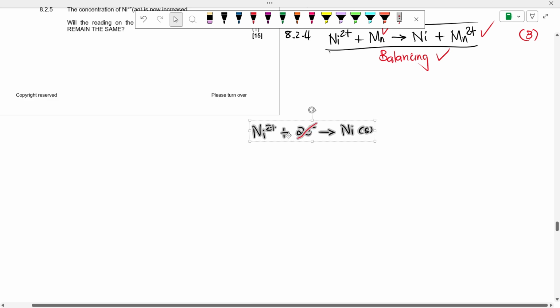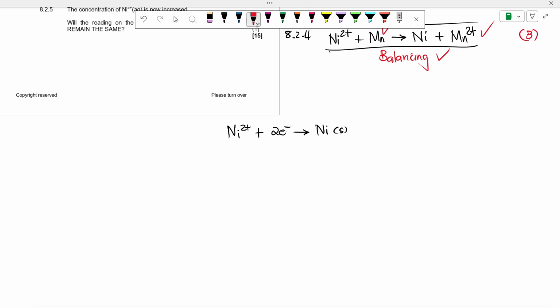So here's the half reaction, right? And I'm now going to increase the concentration of nickel. And I'm asking myself, is this good for the cell? So anyone who remembers Le Chatelier's principle, what's going to happen if I increase the concentration of a reactant? It will favor the forward.